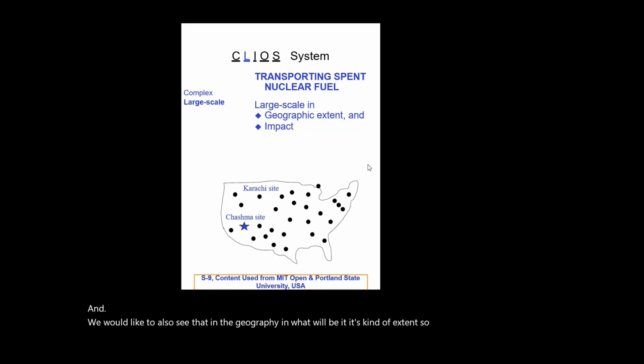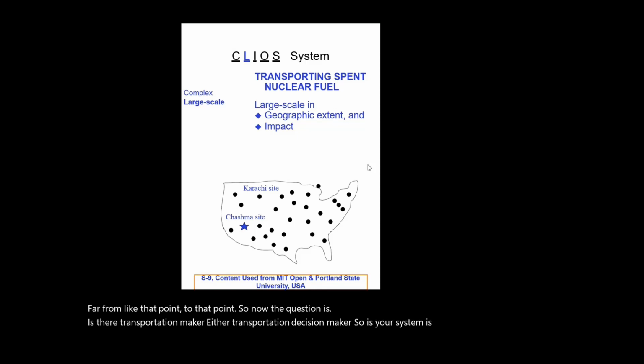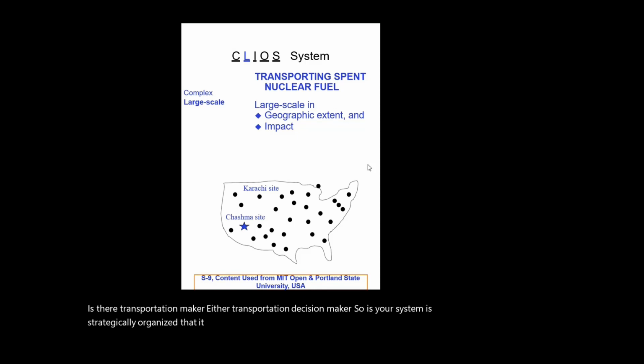So for example, if I would like to draw it from here, this is our port one. We would like to bring fuel to our nuclear site, which is 500 kilometers far, from that point to that point. So now the question is for a transportation decision maker: is your system strategically organized so that it could take fuel from port one to that specific nuclear plant?